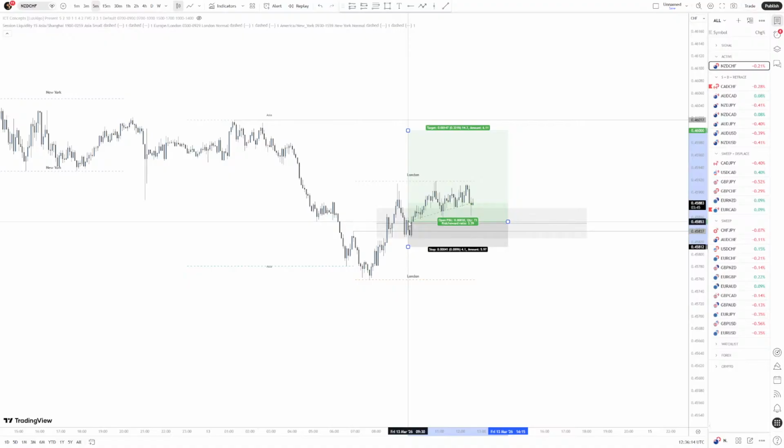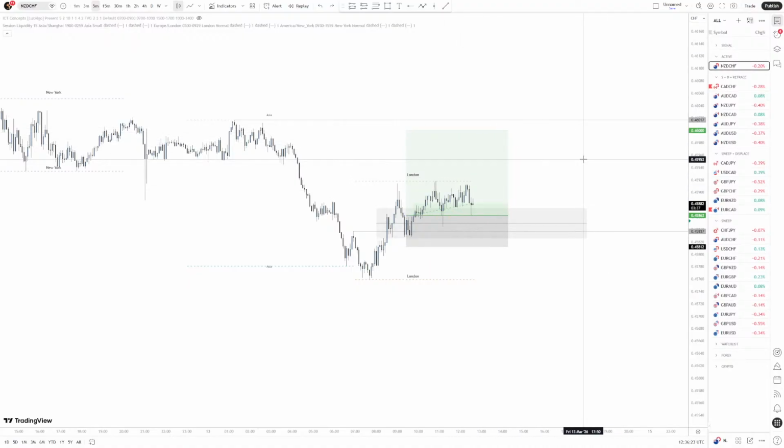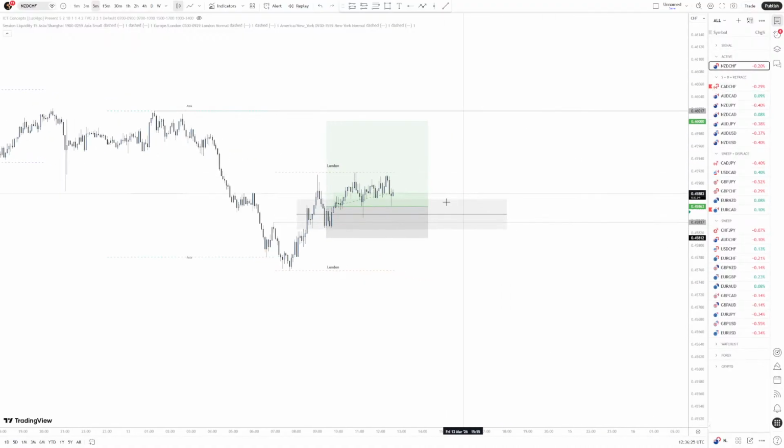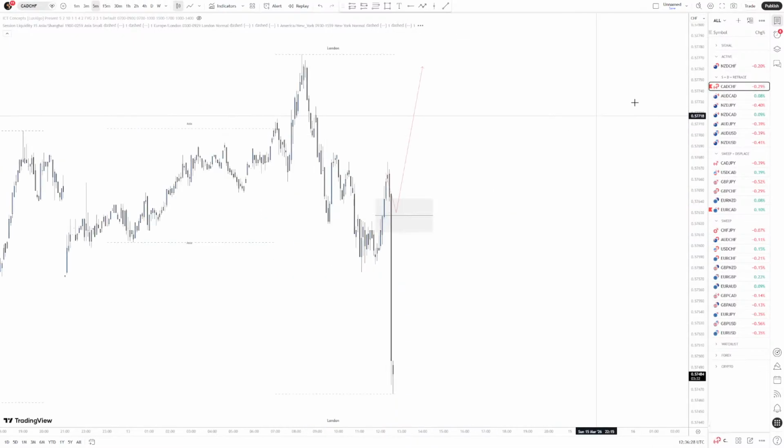It would have been, in theory, a 1 to 4.3 if our entry was precise and our TP was already up top. But we'll just continue monitoring this and holding this. But this is the trade that we took.